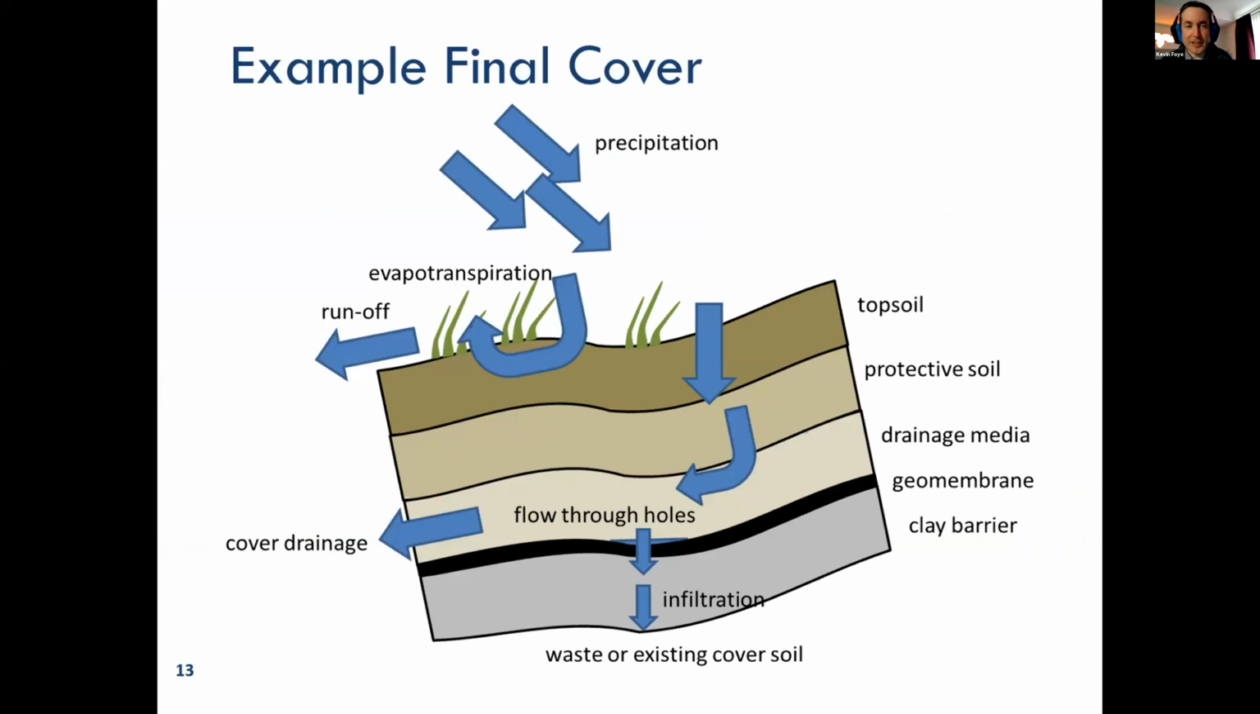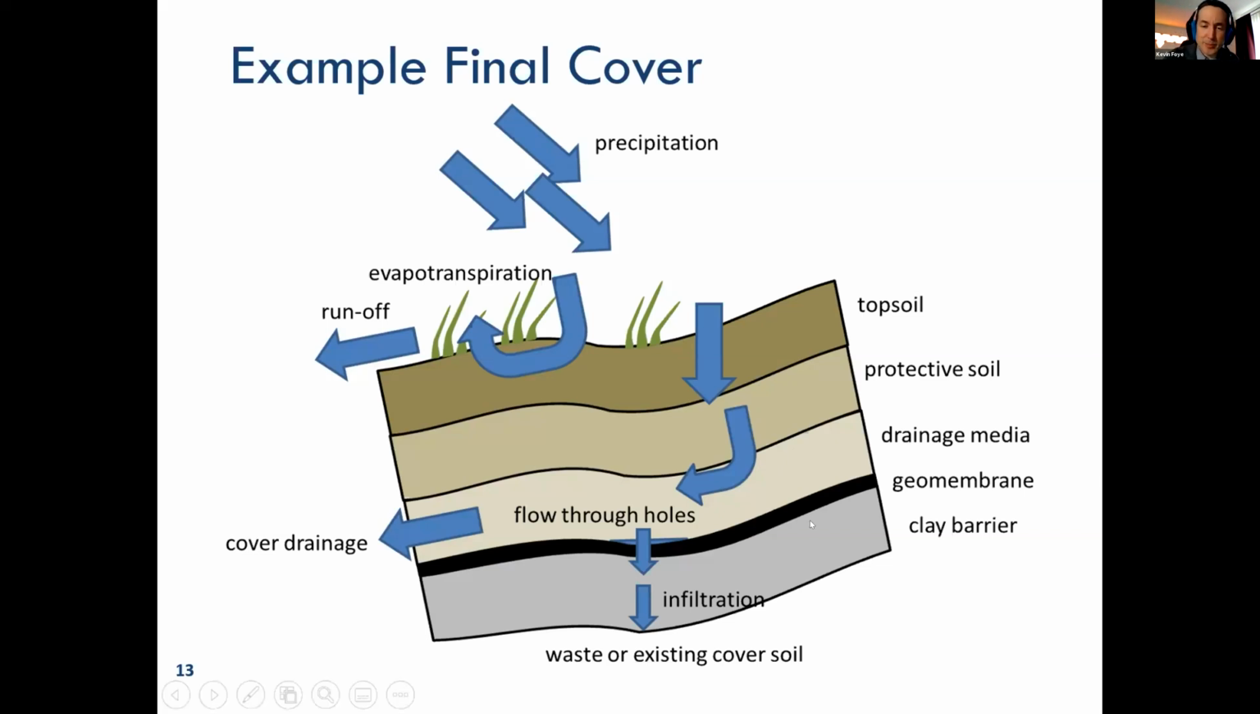So here is a cartoon of a final cover showing the hydrologic process that we have for final covers, and specifically, precipitation falling on the top. That precipitation is either going to be converted into runoff or evapotranspiration in our topsoil layer where we have vegetation, so grass in this case. Some portion of that precipitation is in fact going to percolate through the soil, and we intercept that in drainage media, so either geocomposite or granular sand drainage layer above our barrier layer. And then our barrier layer is composed of a geomembrane and a clay component. In the case of Maxey Flats, the clay component was a GCL, so geosynthetic clay liner.